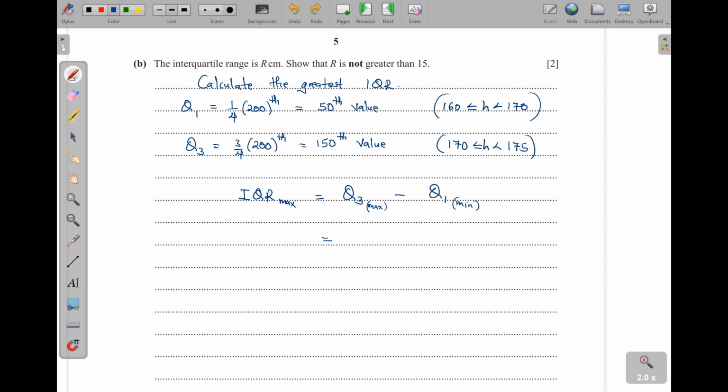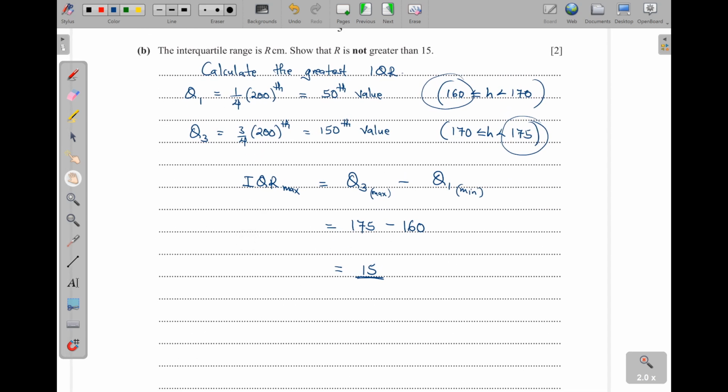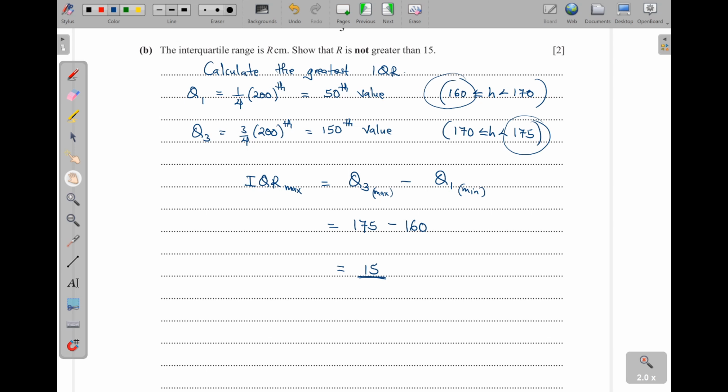So I will take the minimum for Q1 and then the maximum for Q3. So I'll have 175, then minus 160. And the answer I get here is 15. You see? So remember, they said to show that the IQR is not greater than 15. So this actually shows that the greatest the IQR can be is 15. So it cannot exceed that 15. You get it? So that is that.